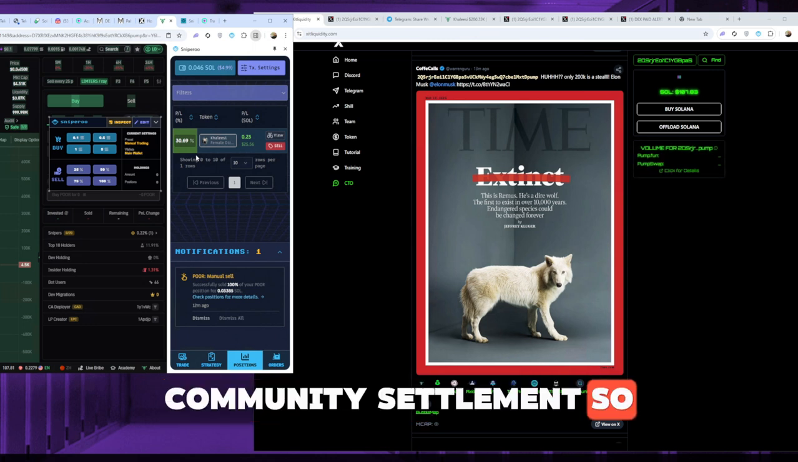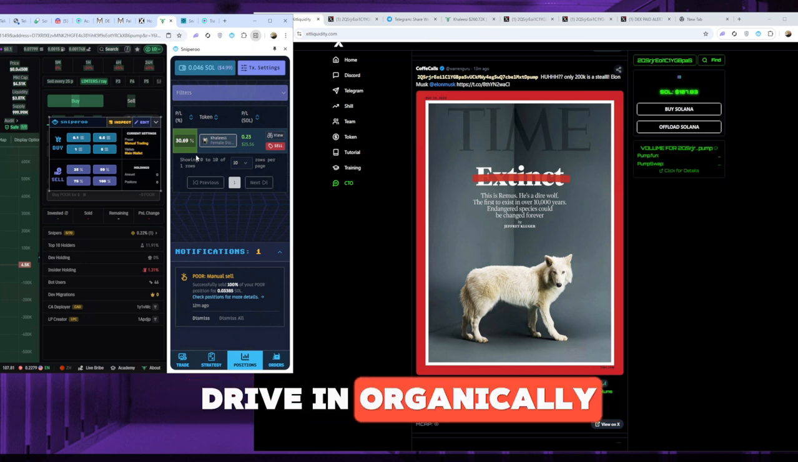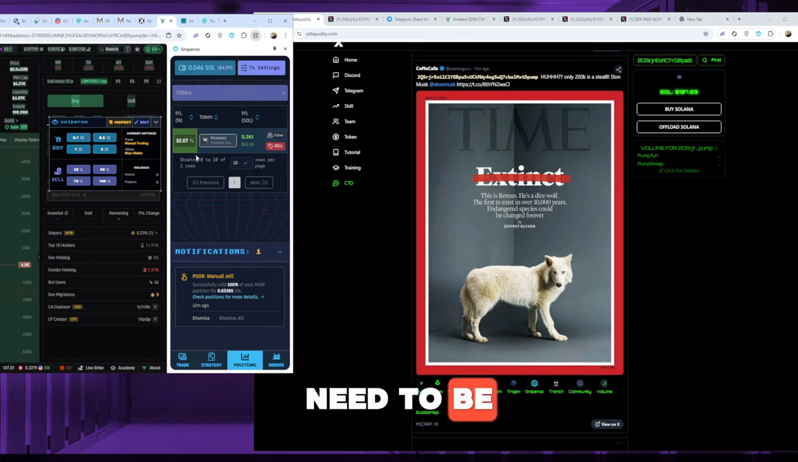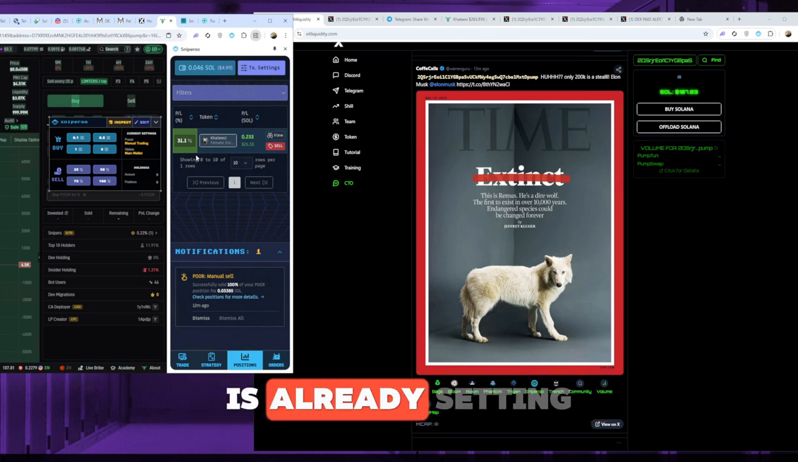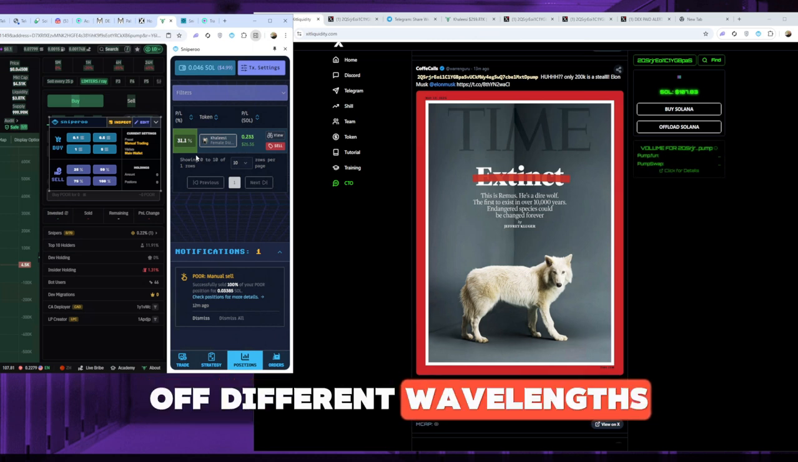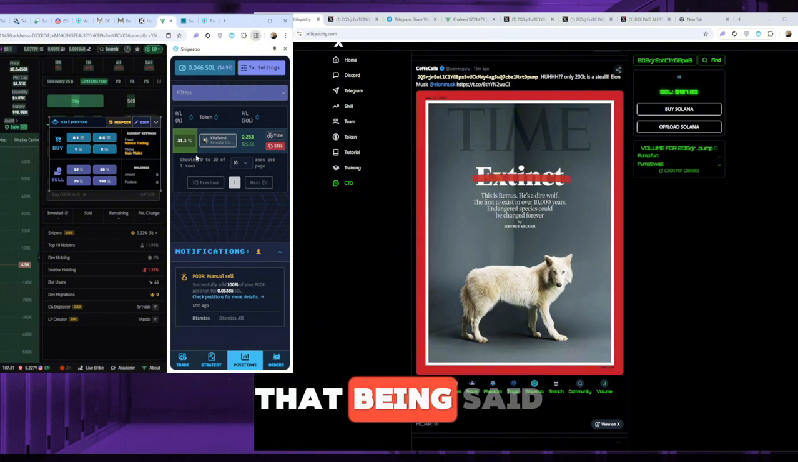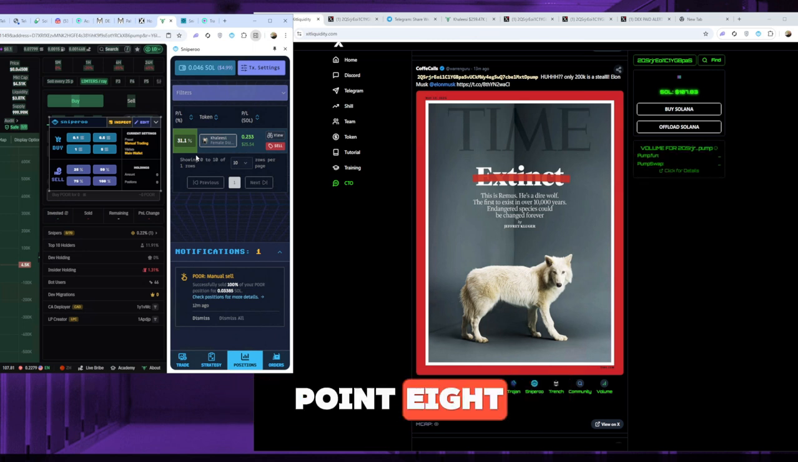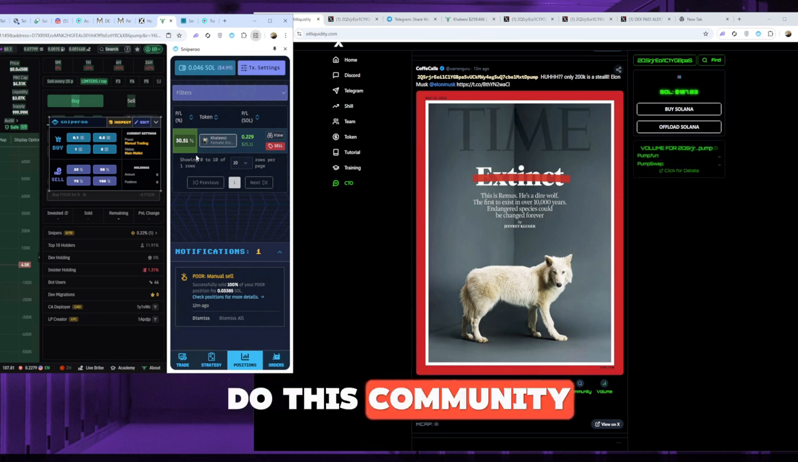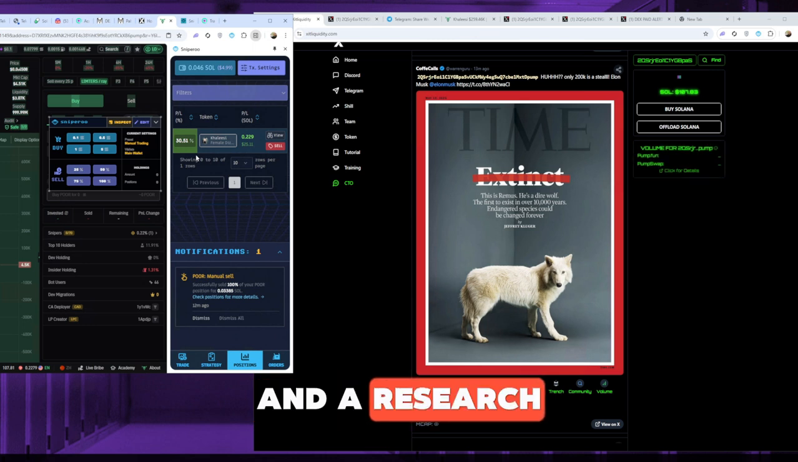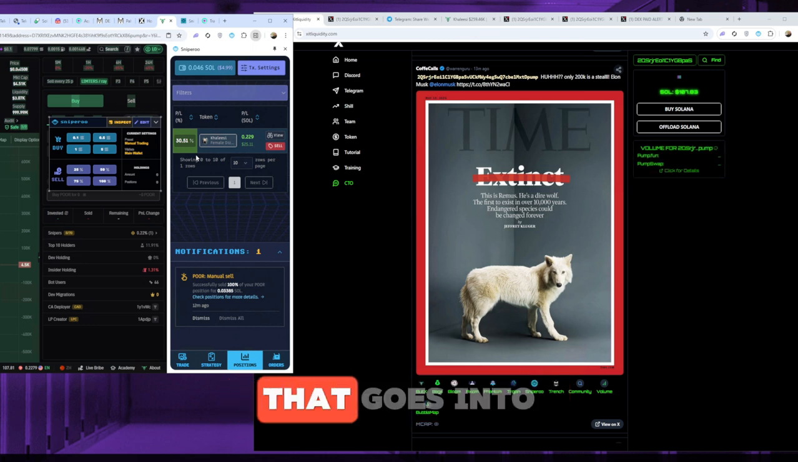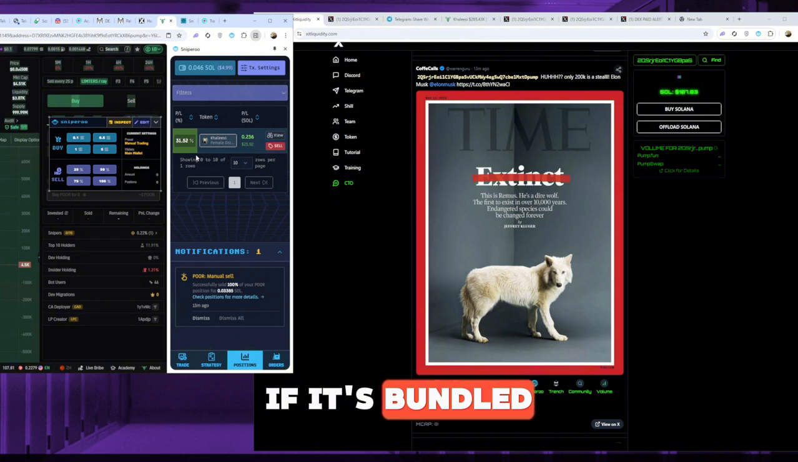But when you get something between like 150 to 250K range, that sweet spot at the 200 mark, when you get community sentiment so high, driven continually to drive in organically for you, where there doesn't necessarily need to be raiding because the algorithm is already setting off different wavelengths to people. This is literally what drives price action up. And so with that being said, you can literally sit there with 0.81, 0.85 SOL and leave for the day with 9 SOL from that little investment, from doing this community sentiment and research that breaks down into analytics, that goes into if it's bundled. All these things play into the picture.